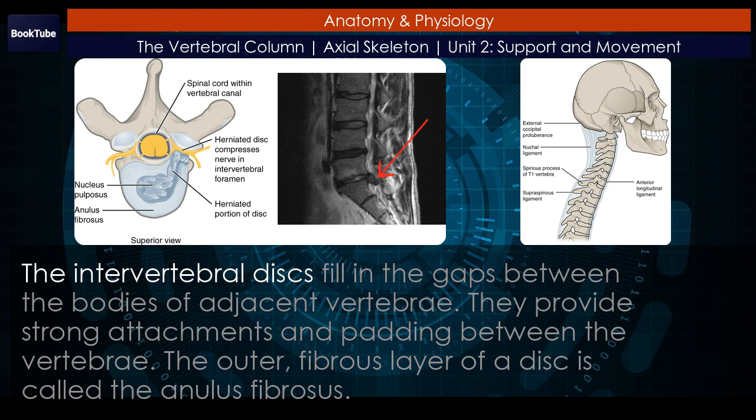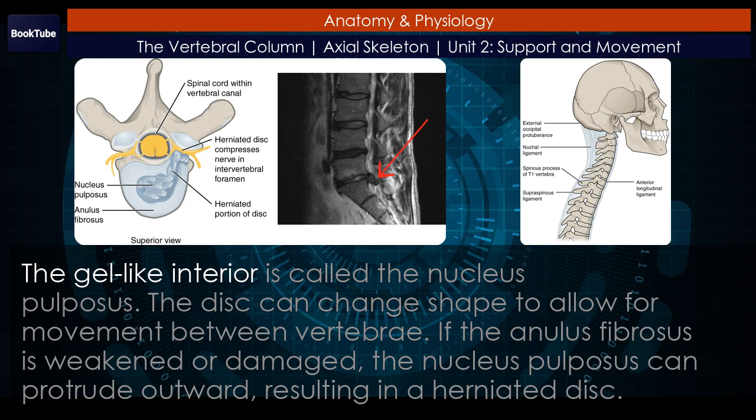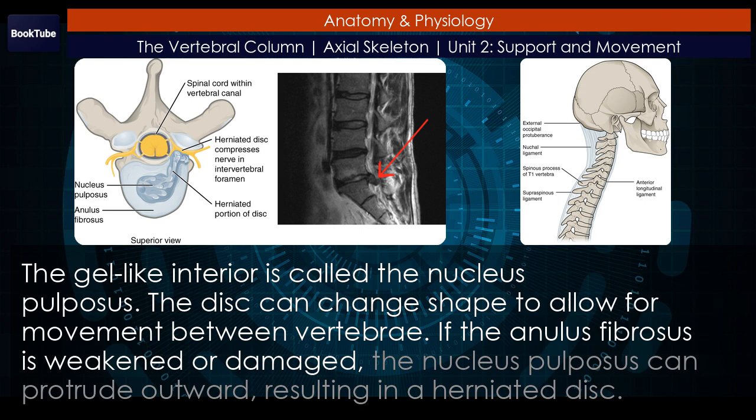The intervertebral discs fill in the gaps between the bodies of adjacent vertebrae. They provide strong attachments and padding between the vertebrae. The outer, fibrous layer of a disc is called the annulus fibrosus. The gel-like interior is called the nucleus pulposus. The disc can change shape to allow for movement between vertebrae. If the annulus fibrosus is weakened or damaged, the nucleus pulposus can protrude outward, resulting in a herniated disc.